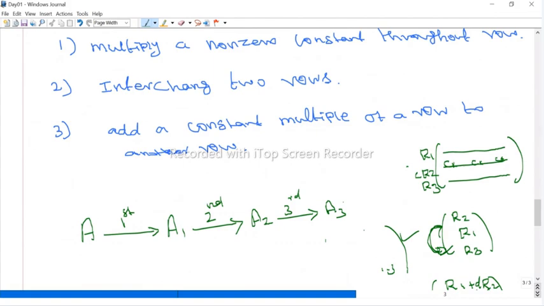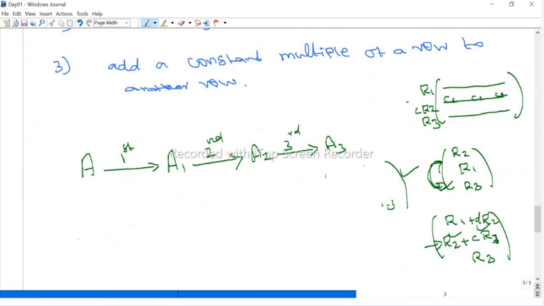So I apply all the kinds. Suppose from A3, how do we get back A? We have to do the reverse. So from A3 we get A2. Here what we did was add a constant multiple of a row to another. Therefore, we have to subtract that, and then we have to divide by C.